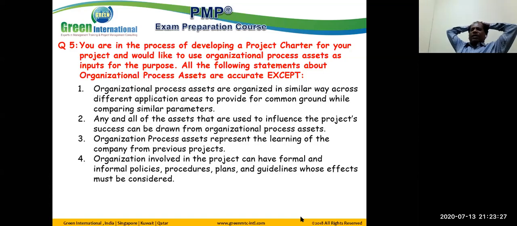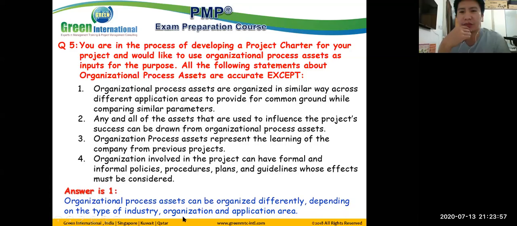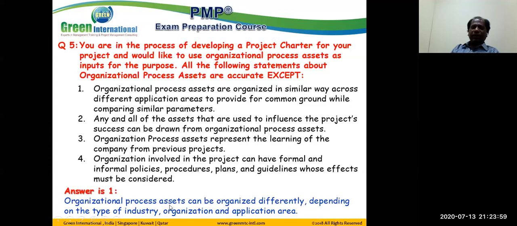Number one is not correct. Why? When you talk about the organizational processes, the construction industry performs differently, oil and gas industry performs differently, IT industry performs differently. We cannot say all the industries have the same kind of processes, right? That's why I say the first statement is not correct, all other statements are correct. Organization process can be organized differently depending on the type of industry, organization, and the application.